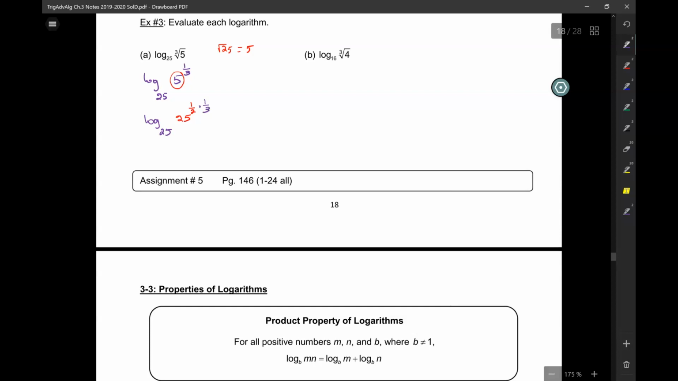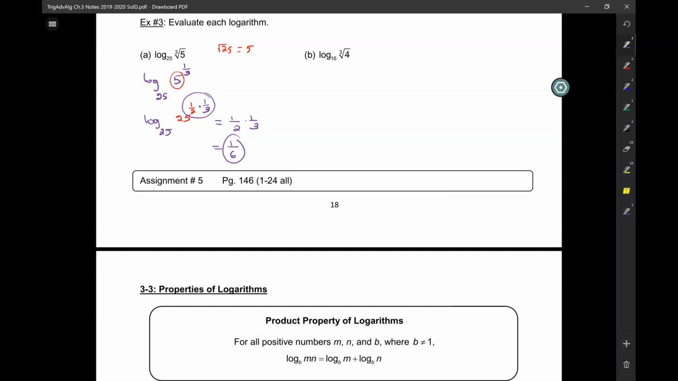So you see what I did here. Let's repeat the thought process one more time. I have a base of 25. I need to make this number a 25. Are 25 and 5 related? Yeah. If I take the 25 to the power of 1/2, I get 5. So I replace that 5 with 25 to the 1/2, and then the 1/3 comes down. So now I'm left with 1 over 2 times 1 over 3, 1 over 6.